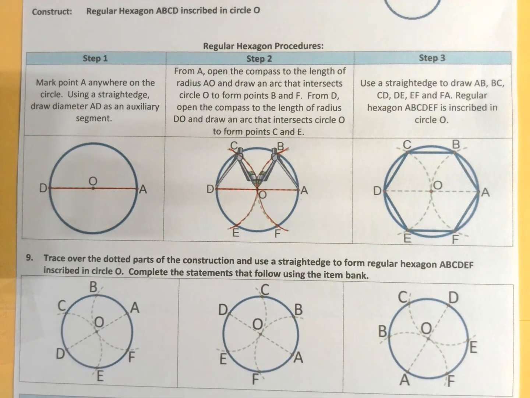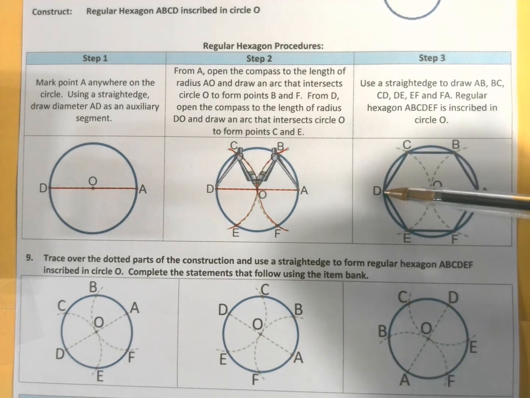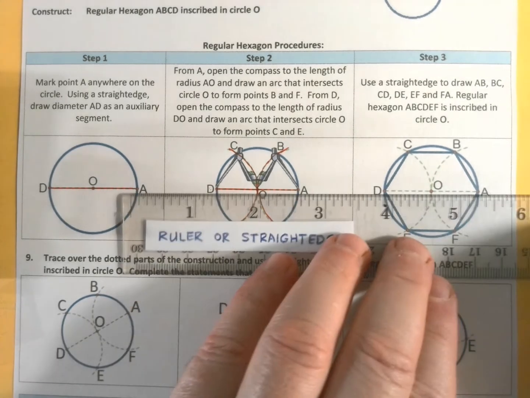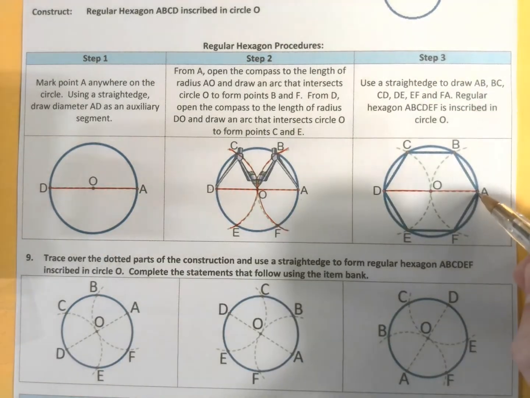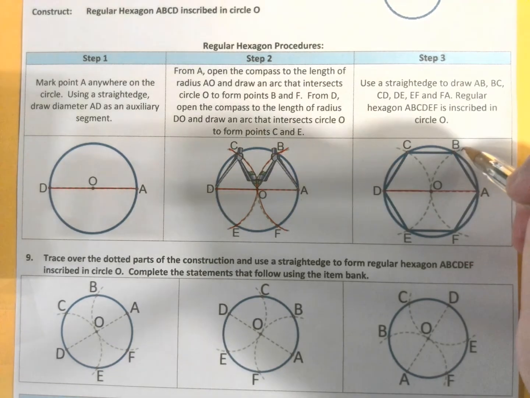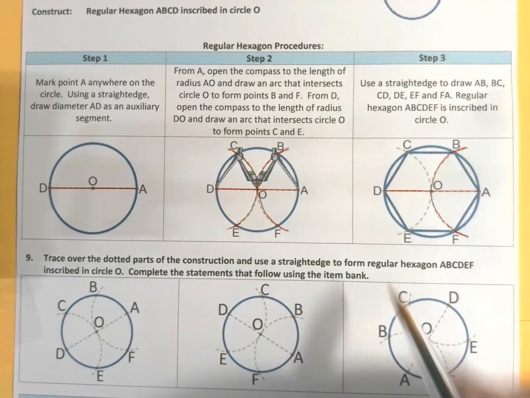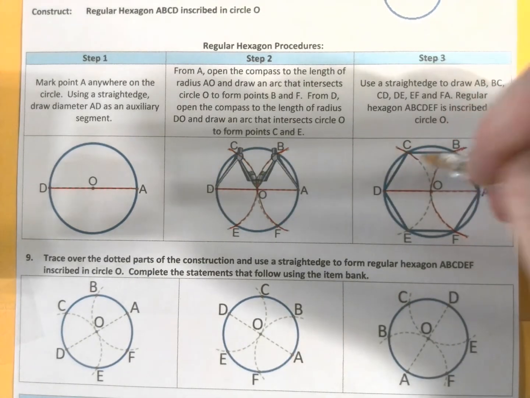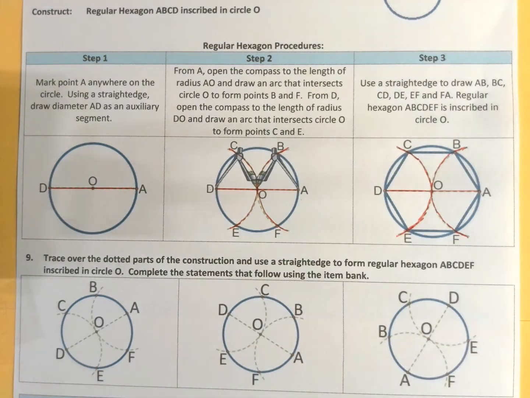Once we've established that, we get our straight edge, and we form A to B, B to C, C to D, D to E, E to F, and then F to A, and then we have our hexagon. So again, we start off with the diameter A to D, and from point A, we go to point O with our compass. We form this arc here so we can get points B and F. And then from point D, we go to O, and we get this arc here so we can form points C and E, and then you get your straight edge and start connecting. So that's basically what we're going to do in number 9.